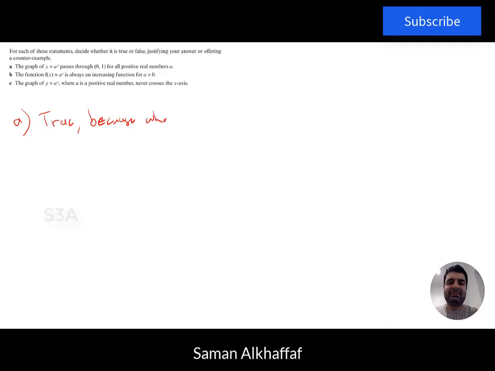when x is 0, then y would be a to the 0, which will give us 1. So when a is positive, then it will give us a to the 0 equals 1, and this will be our answer for part A.